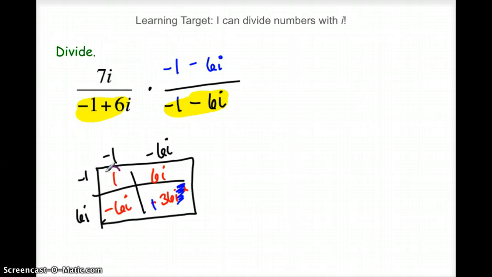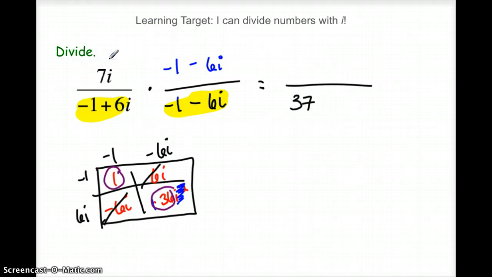So I'm going to add like terms. I'm going to add the 1 and the now positive 36. And that's going to go at the denominator. 1 plus 36 will be 37. But then, those guys are going to cancel.